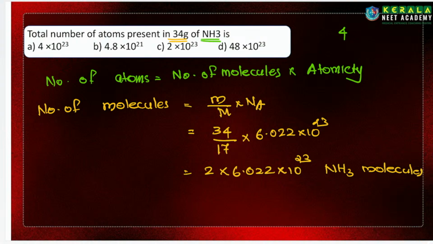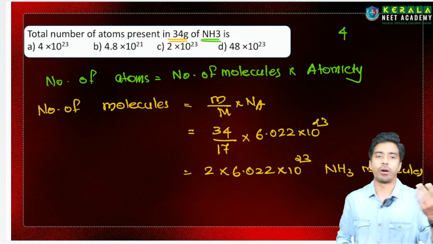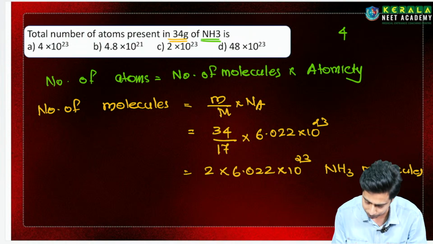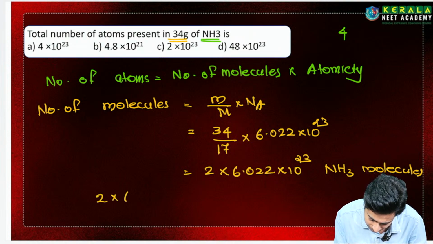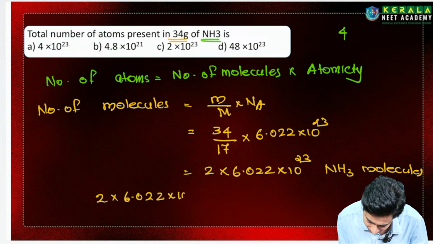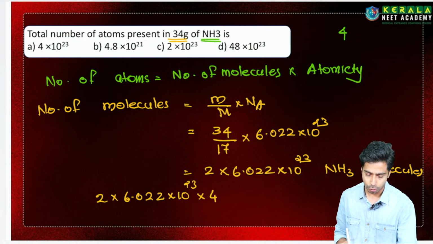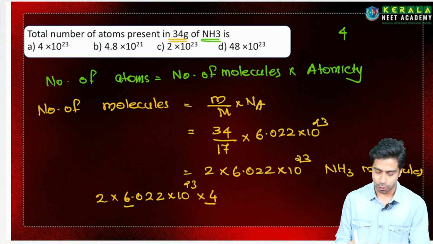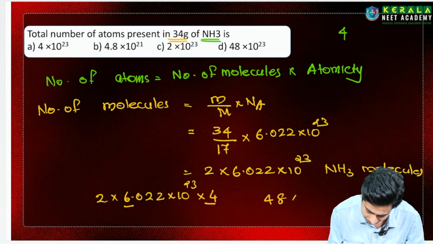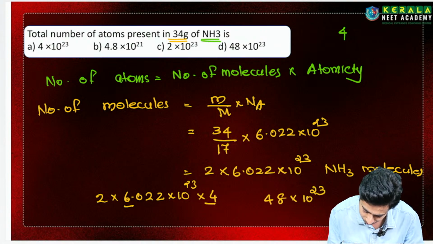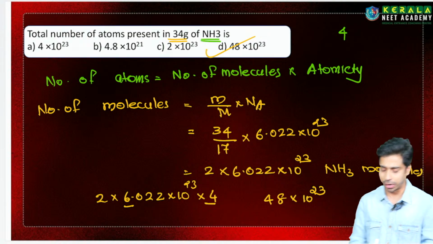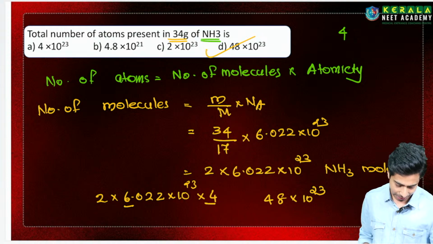Now what to do? Multiply this value with atomicity to calculate the total number of atoms. Atomicity is 4, so the answer will be 2 into 6.022 into 10 raised to 23 into 4. 6 into 4 is 24, into 2 is 48. So the answer will be 48 into 10 raised to 23. Calculation part you can do it. So this is the theory that we have to apply here.